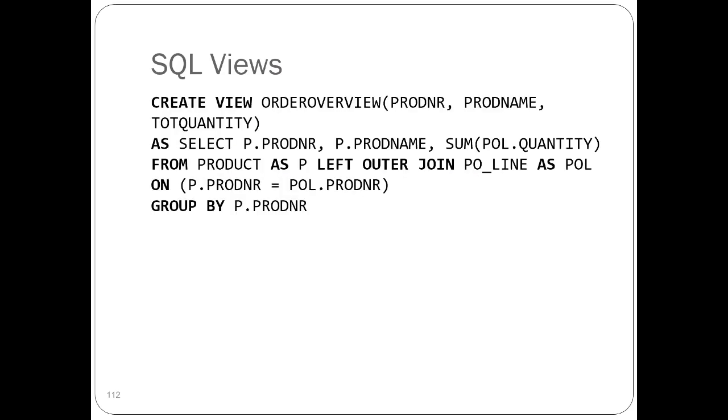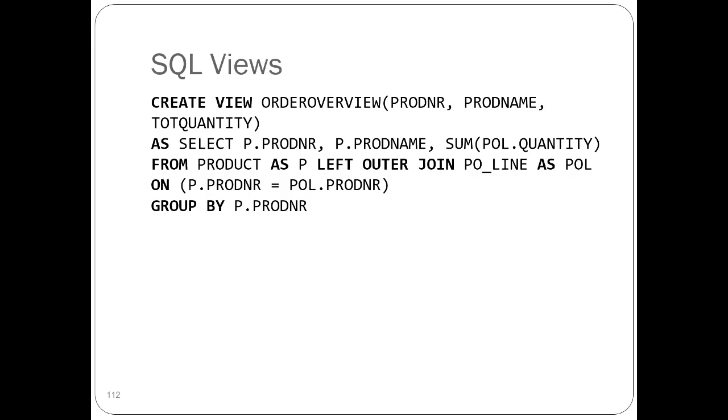So now let's look at this view. What is this view doing? I think we have seen this view, the order overview. Fine, simple enough. Do you understand this view? We just saw that: order overview that has 3 columns: product number, product name, and total quantity.